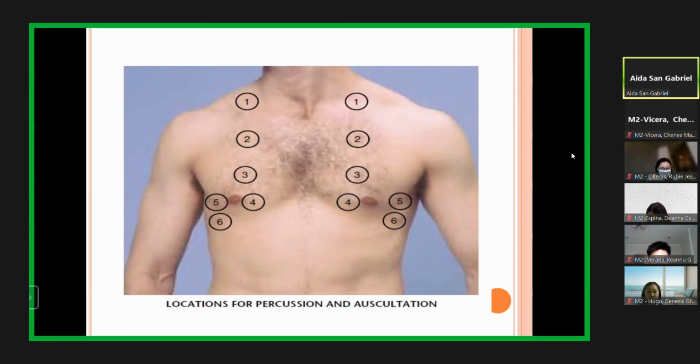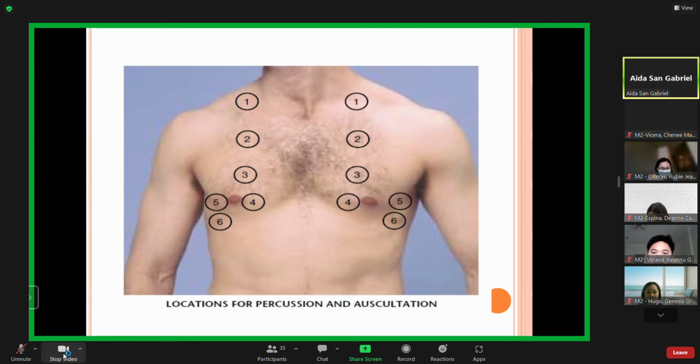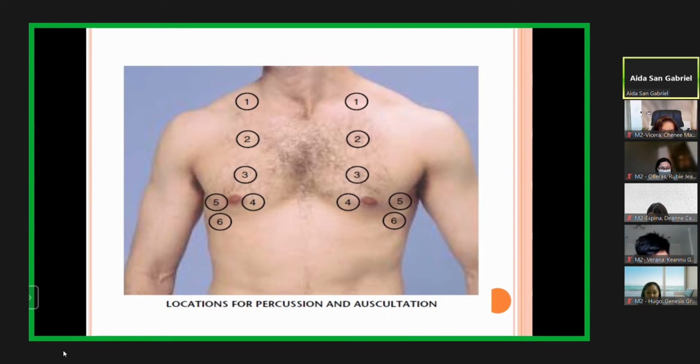So you will notice that there is a systematic way in your examination. So more or less, the whole area is covered by your PE. So there is less tendency for you to miss abnormal findings.